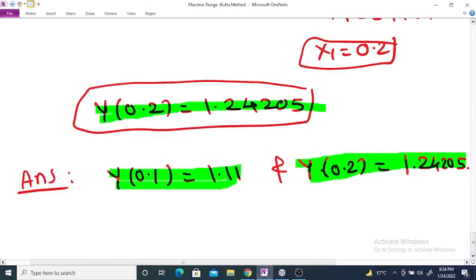Manually also we get the same answer. In Maxima also it is 1.24205.